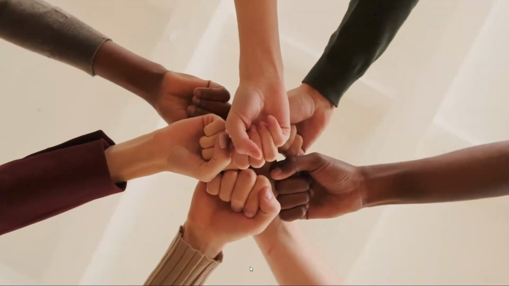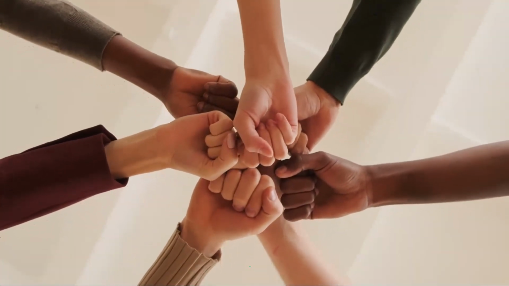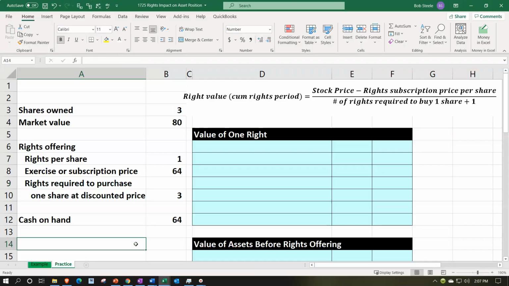Get ready, it's time to take your chance with corporate finance. Here we are in our Excel worksheet. If you have access to the Excel worksheet and would like to follow along, note that we're in the practice tab as opposed to the example tab, the example tab, in essence, being an answer key. Information on the left-hand side, populating that information into the blue area on the right-hand side.